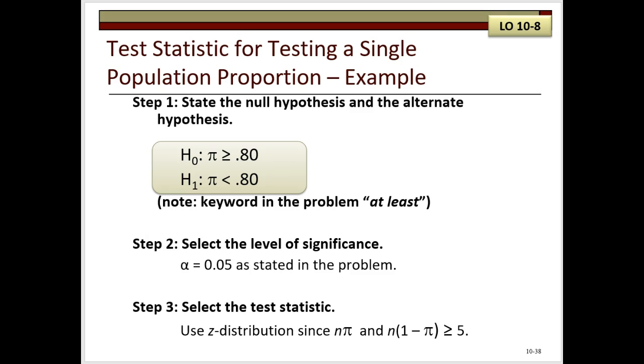The keywords in this problem that will direct the correct setup of hypotheses are at least 80%, which translates to pi greater than or equal to 0.80. This is the null hypothesis. We set up the alternate hypothesis as pi is less than 0.80. This calls for a left tail test. The rejection region is on the left tail of the distribution.